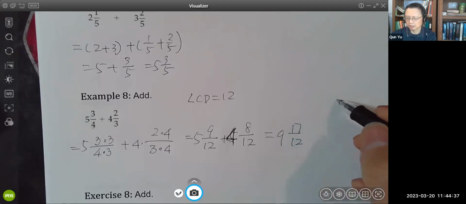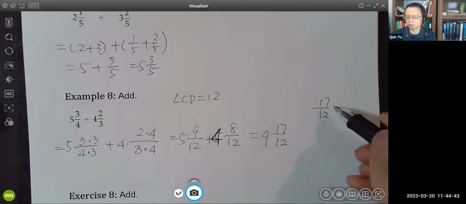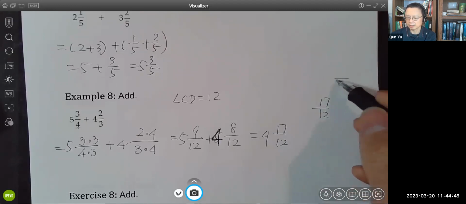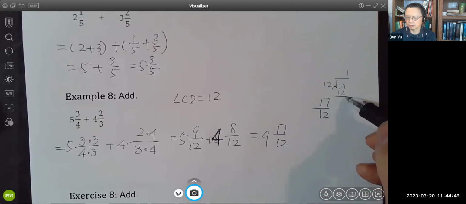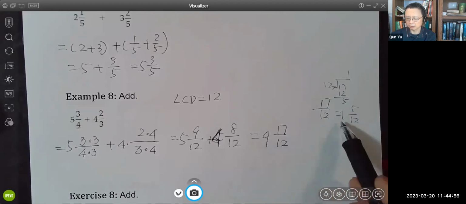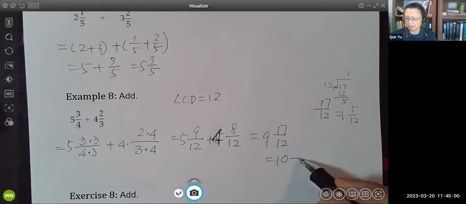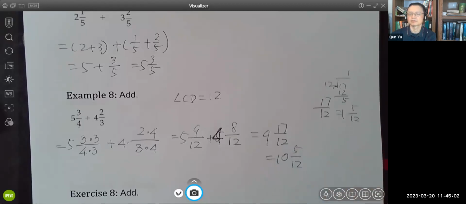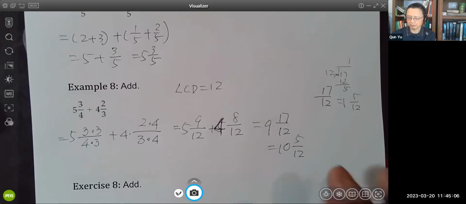So let's do that. 17 over 12, because basically when you convert an improper fraction to a mixed number, you do division. And 17 divided by 12, we know there's only one 12 in 17, the remainder is 5, right? So there's 1 and 5 over 12. Now this is 9, whole number plus whole number, and that is 10 and 5/12. So that's it, that's our final answer.